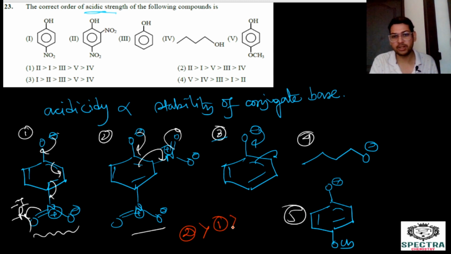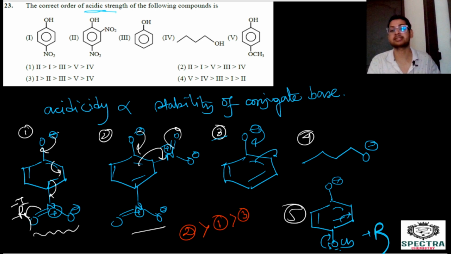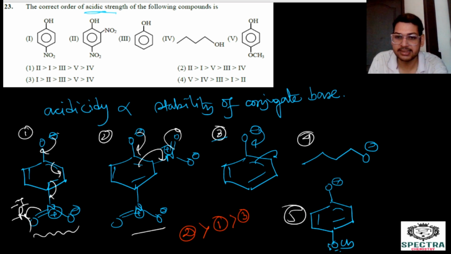Okay sir, so keep 3 here. Now let's look at the 5th. Sir, 5th is also trying to do the resonance, but this OCH3 group is not helping, because it is doing an opposite resonance. It is showing its plus R effect. That means this OCH3 group is not helping in stabilizing the negative charge. This is destabilizing.